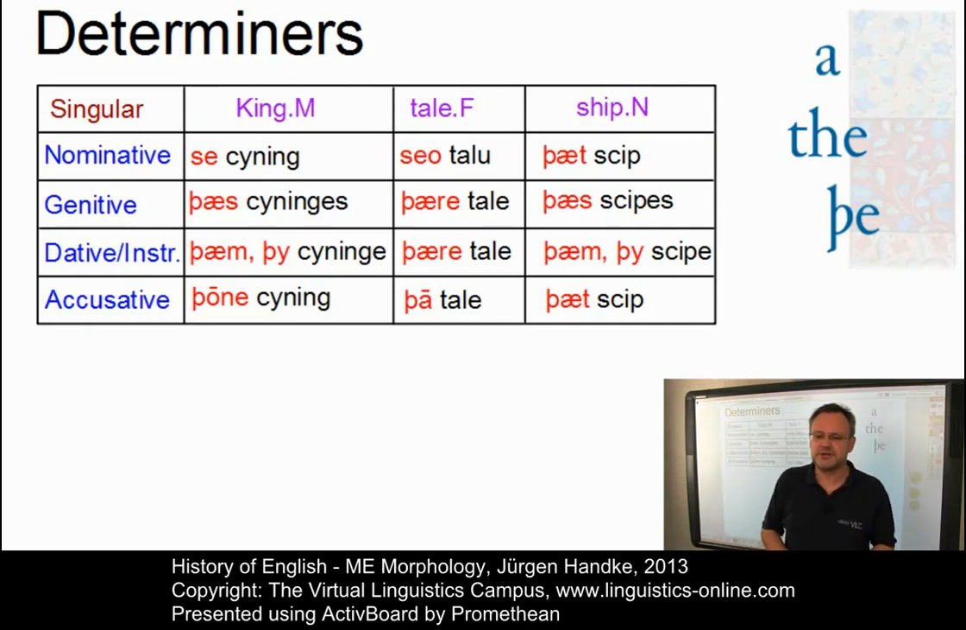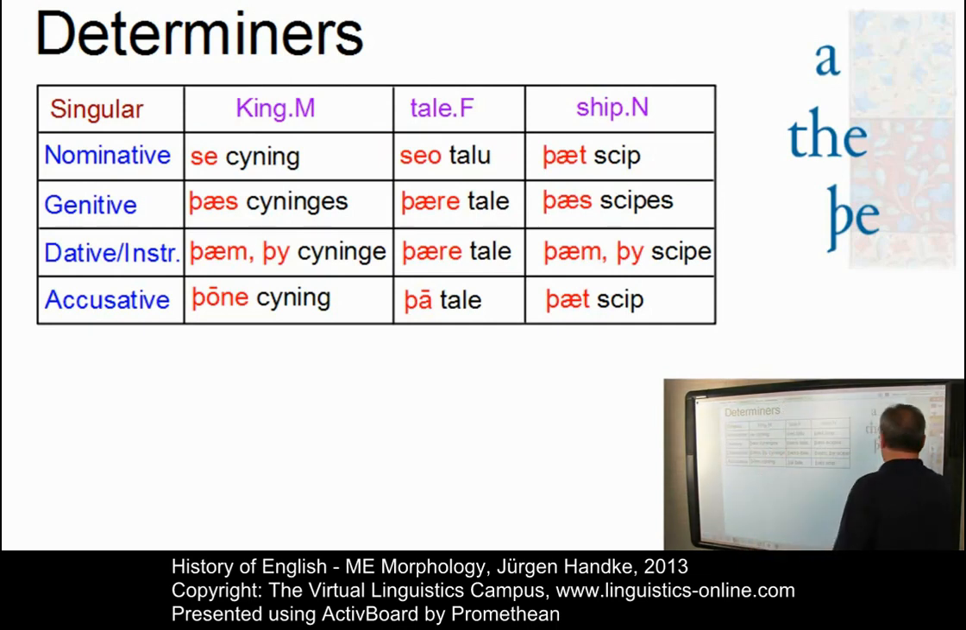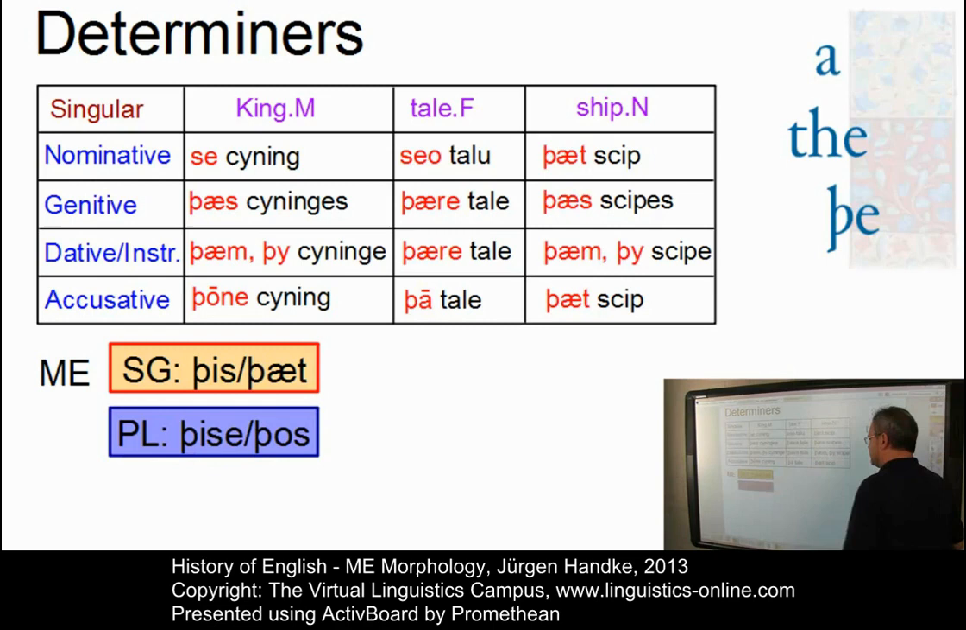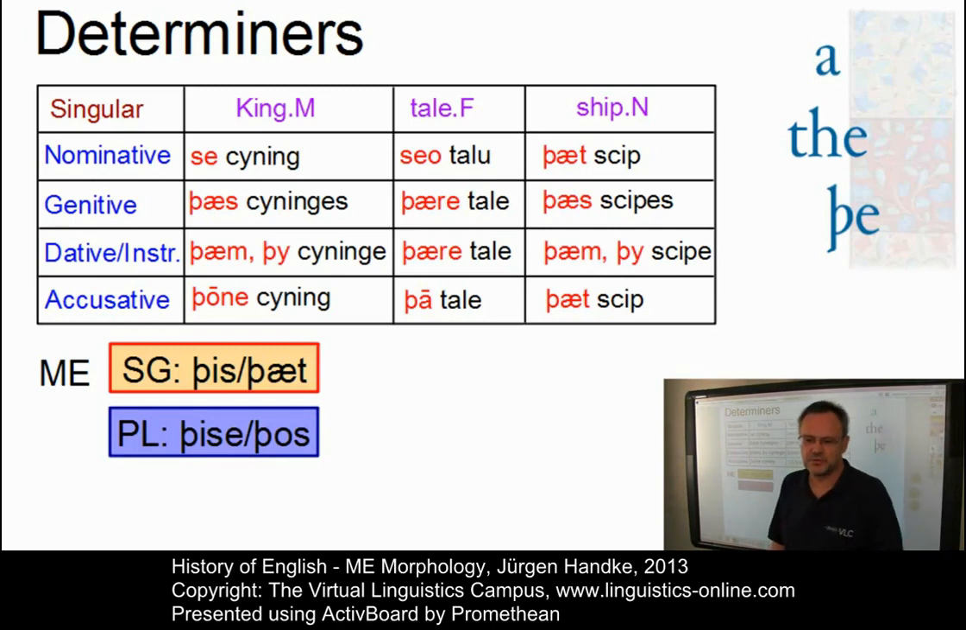But by the end of the Middle English period, only these 2 forms had survived to denote the singular, and in the plural we had these and those.